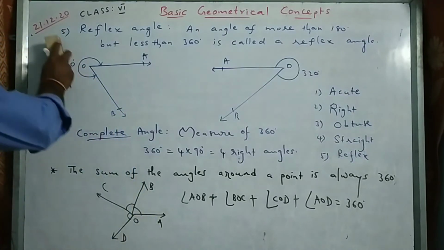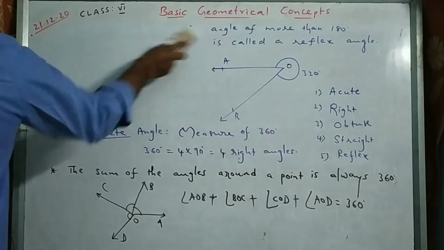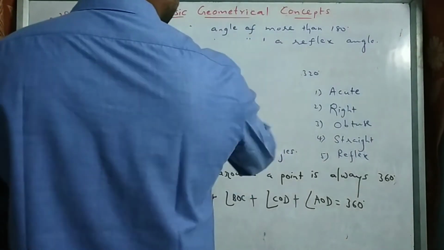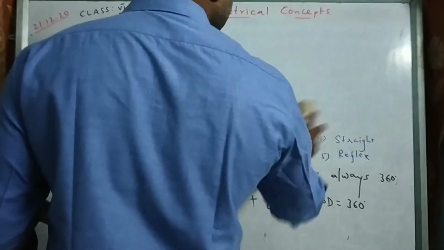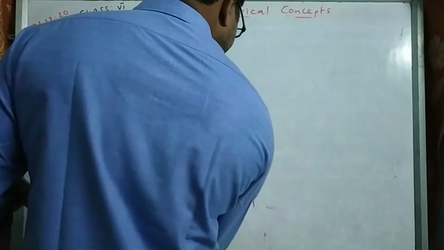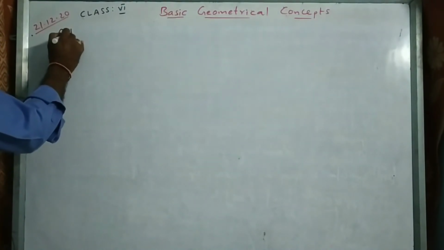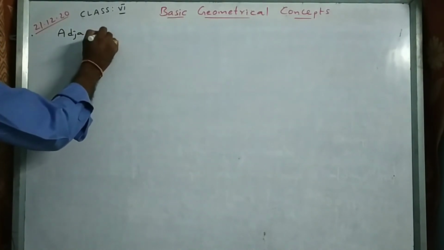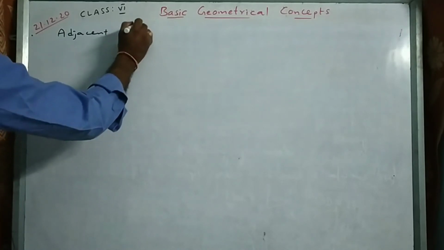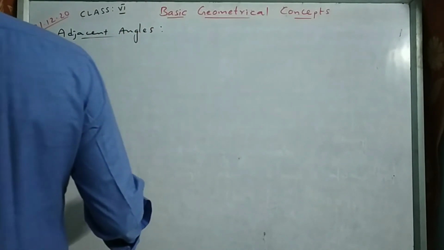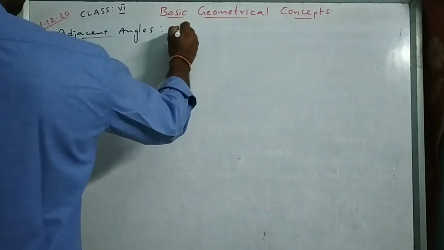Next comes adjacent angles. Important concept. Adjacent angles. Basic concepts. These all are basic concepts. Everybody should understand. Adjacent angles. Side by side. Adjacent means two angles are said to be adjacent.